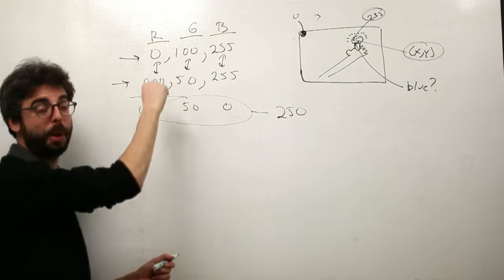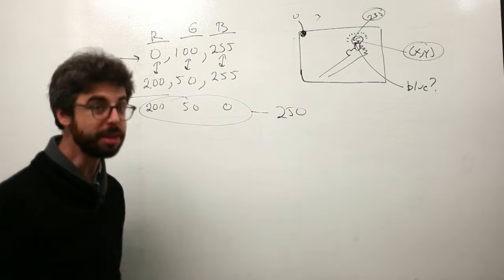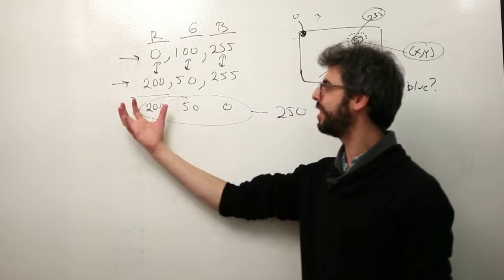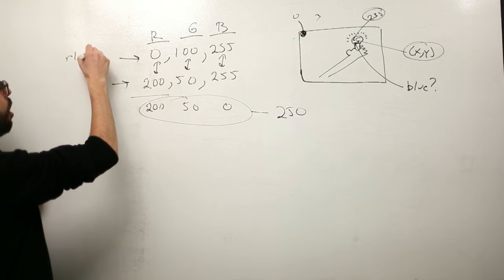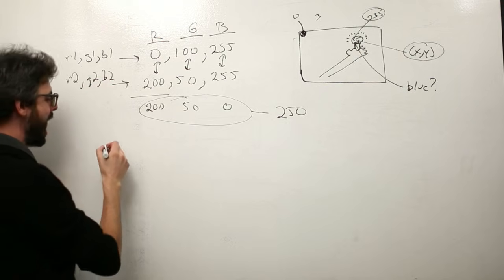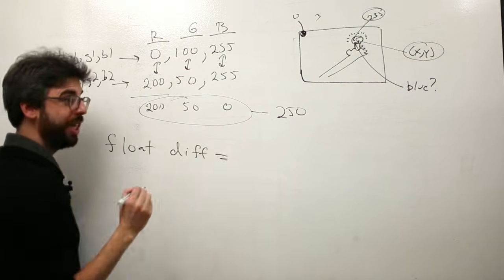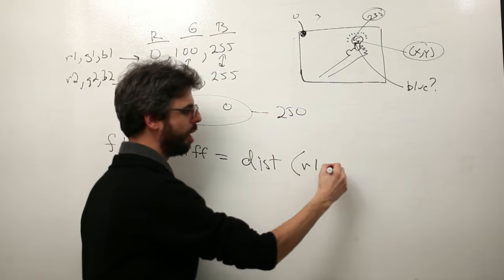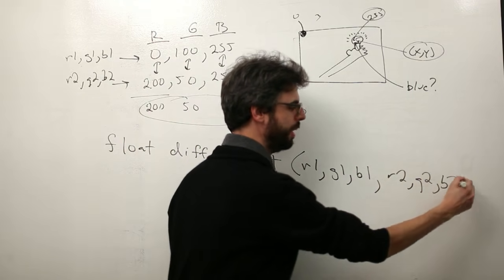I just want to know how far apart they are. So this is kind of a way, conceptually, that we can see how different these colors are. It turns out that an accurate way that we can get this all into one line of code: let's say I have these two colors as variables R1, G1, B1, and R2, G2, B2. I can say float difference between two colors is the distance between those colors, R1, G1, B1, and R2, G2, B2.